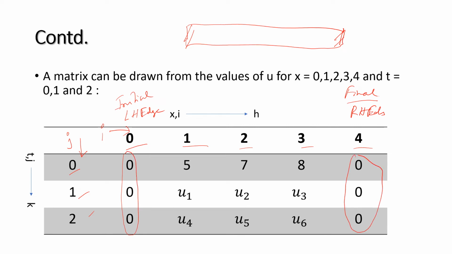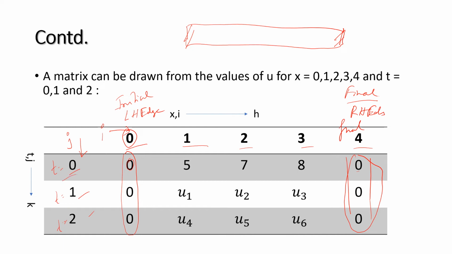Right? So this is i is equal to 0. At i is equal to 0, at t is equal to 0, t is equal to 1, t is equal to 2, this edge is at 0 degrees centigrade. So you can write 0 here and also at the final point you can write 0 degrees centigrade. So these two are solved.